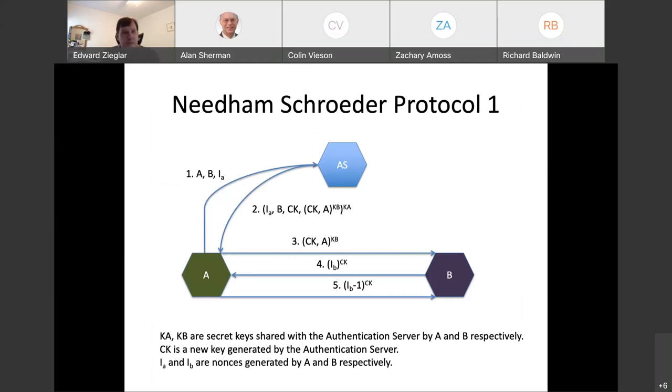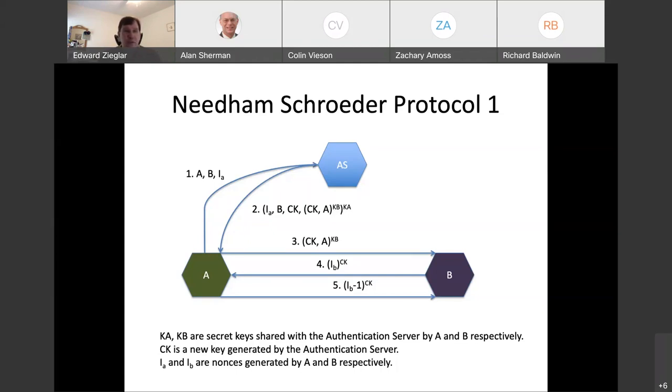So if you see this, Needham-Schroeder consists of three parties. So we have an authentication server, which is a trusted entity, and we have our two parties, Alice and Bob, that want to communicate with each other. So if you look carefully at the messages in this protocol, you'll recognize these. These messages are very similar. In fact, this protocol was used as the basis for Kerberos.